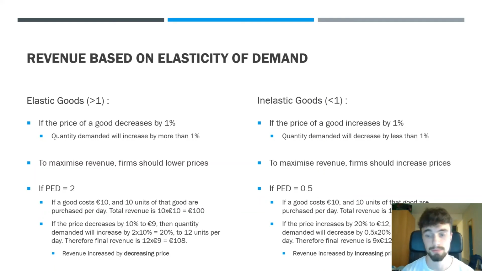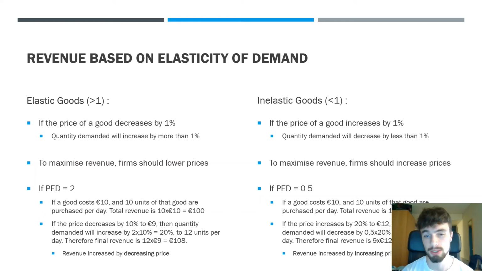For example, if the P.E.D was 2, and a good costs €10 and 10 units of that good are purchased per day, the total revenue every day is €100. If the price decreased by 10% to €9, then the quantity demanded will increase by 2, the P.E.D, times 10%, 20%. So 12 units per day. Therefore, the final revenue will be the new demand, 12, times the new price, 9, and it will total to 108. So, therefore, the revenue increased by decreasing price.